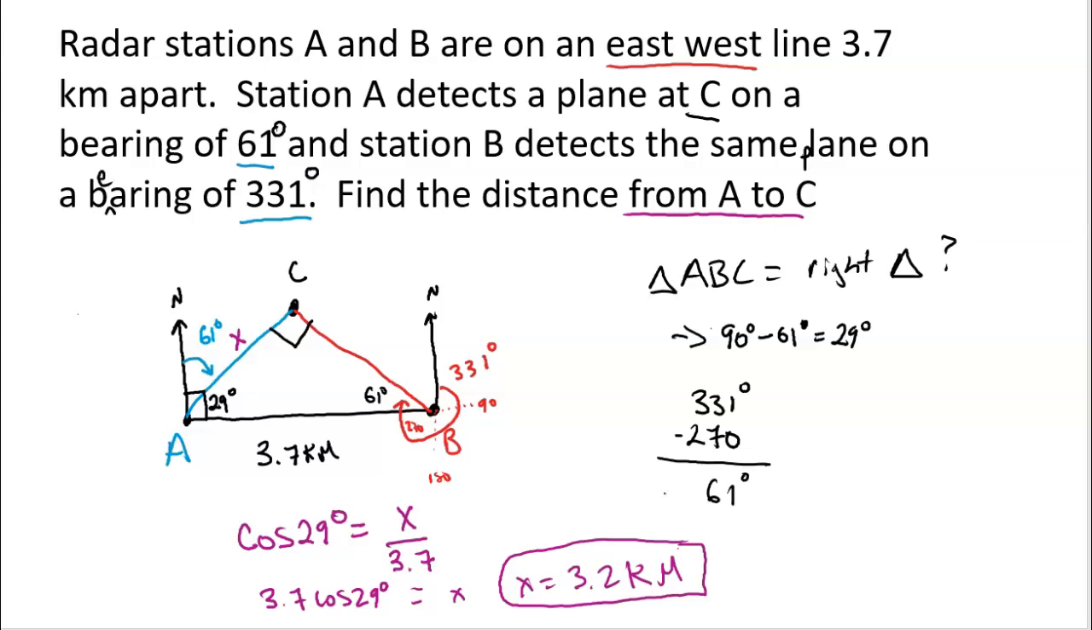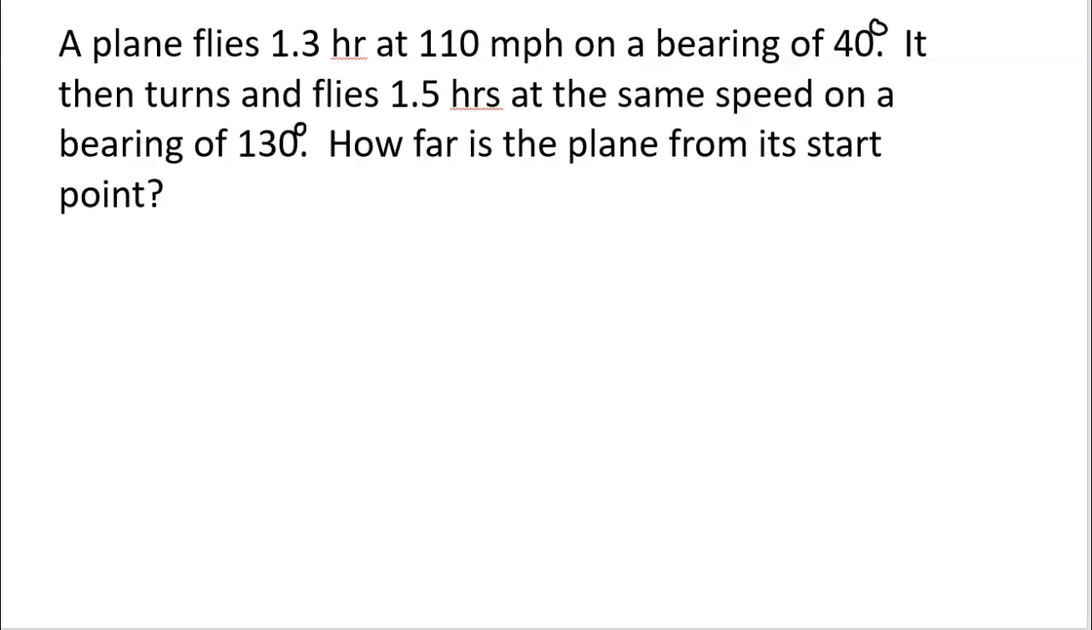Okay, so let's go ahead and try our next problem. Here's our next problem. A plane flies 1.3 hours at 110 miles per hour on a bearing of 40 degrees. It then turns and flies 1.5 hours at the same speed on a different bearing, which is 130. How far is the plane from its start point?